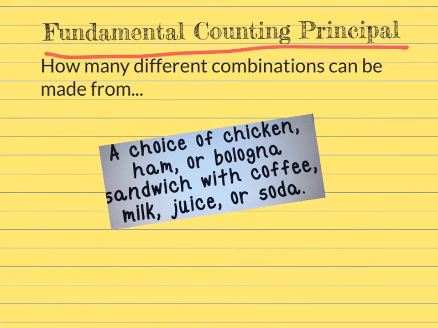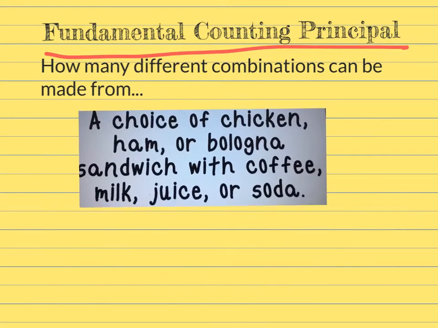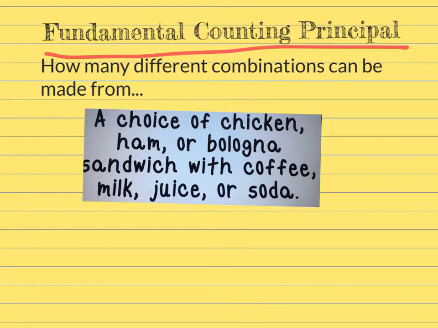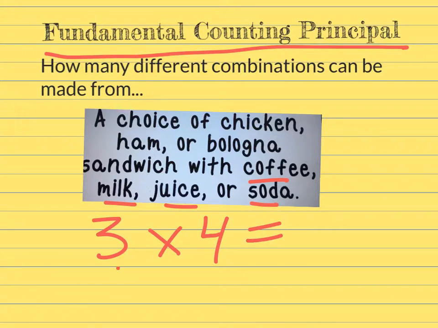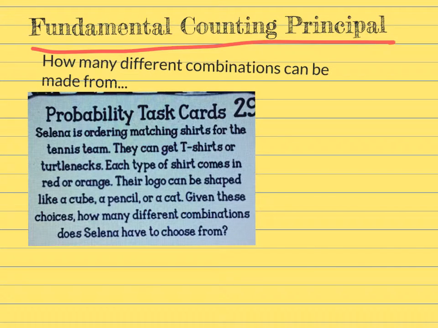Let's try another one. So here it's asking again, how many different combinations can be made from a choice of chicken, ham, or bologna sandwich. So that's 1, 2, 3 different types of sandwich times, and let me see, we can choose from a drink, coffee, milk, juice, or soda. That's 4 different types of drinks. So 3 times 4 is 12. So again, we have 12 different combinations of meals.